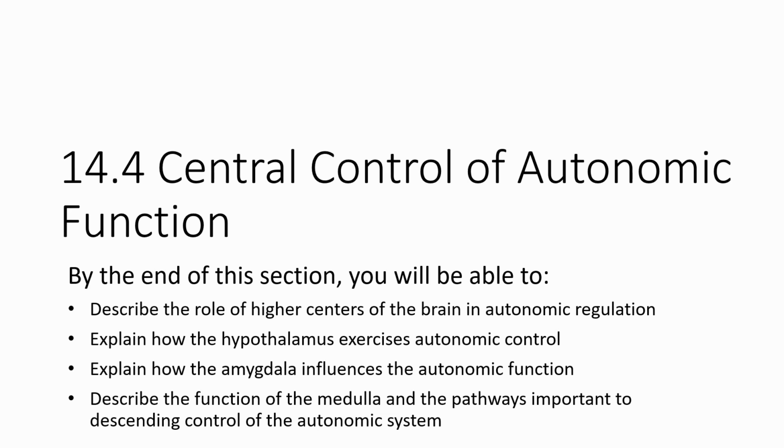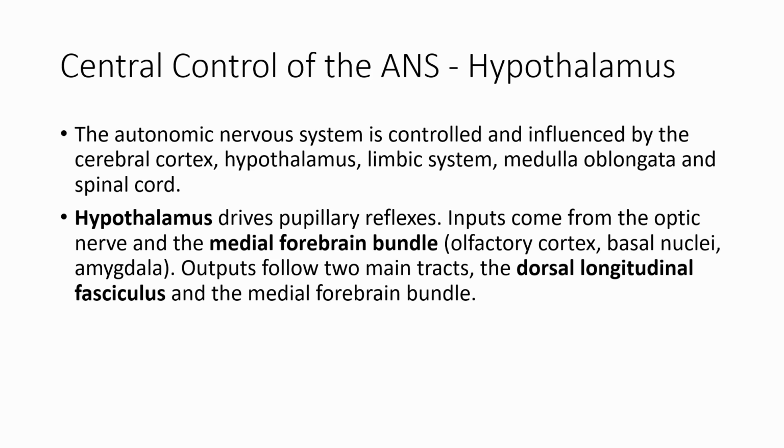All right, last thing we're going to get into, and this is relatively short, we're going to talk about the higher centers in the brain for autonomic regulation, talk about the hypothalamus and its role, the amygdala and its role, and then the medulla and some pathways that are important with the autonomic system. So the main players in controlling the autonomic nervous system are the cerebral cortex, the hypothalamus, the limbic system, which will include the hippocampus and the amygdala, and the medulla oblongata and spinal cord.